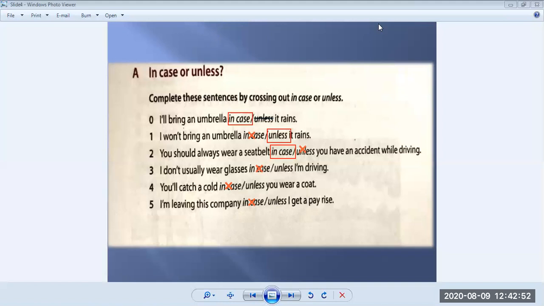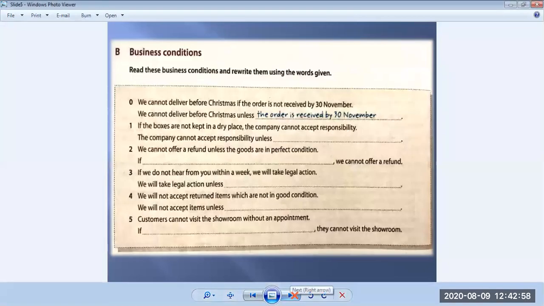Okay. So next exercise, let's move on. Next exercise here. Business conditions, which sound more formal, right? Read these business conditions and rewrite them using the word given. For example, let's have a look at this example, figure out how we're going to work. We cannot deliver before Christmas if the order is not received by 30 November.